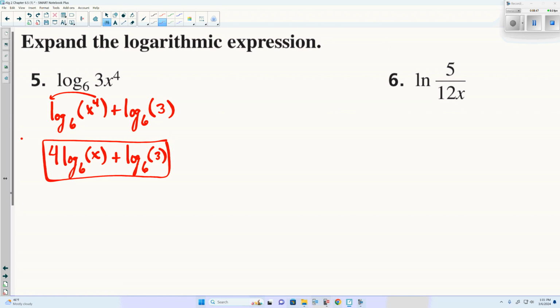Questions on number 5? Questions on anything we've done so far? Let's look at the next one.